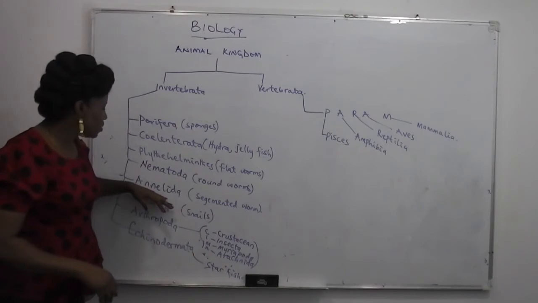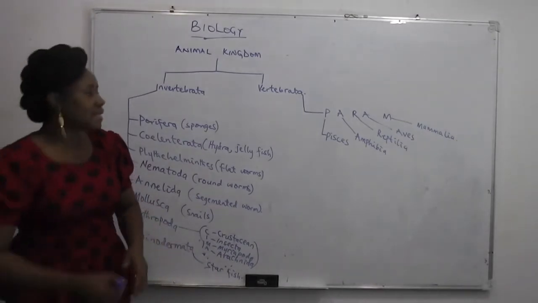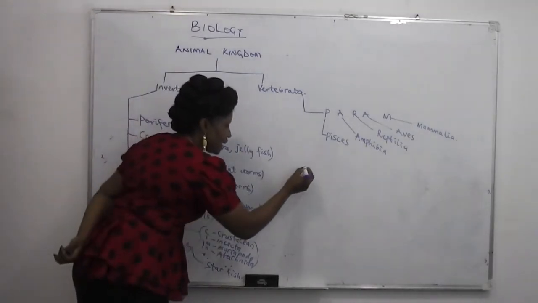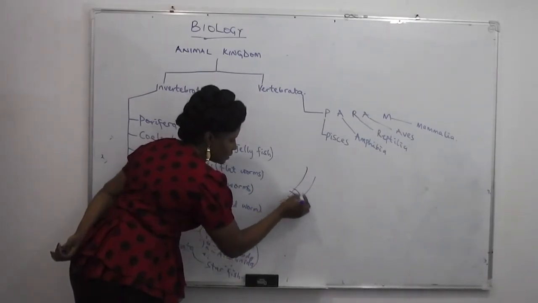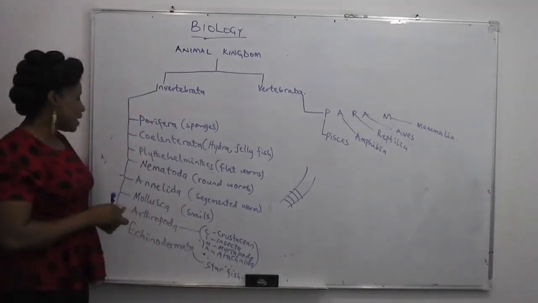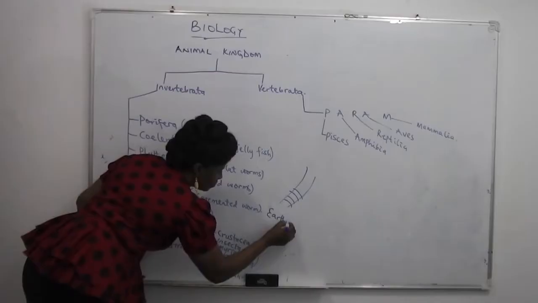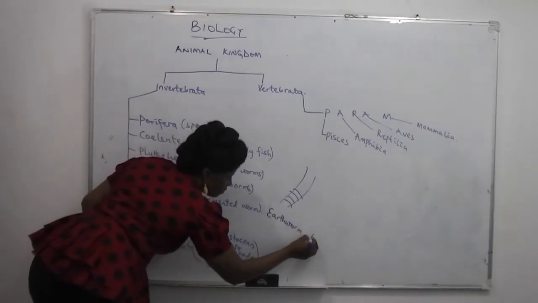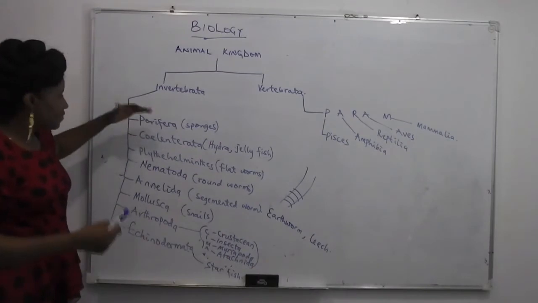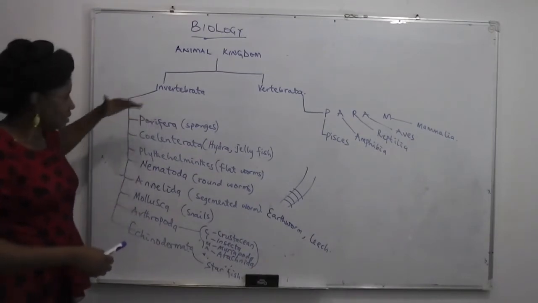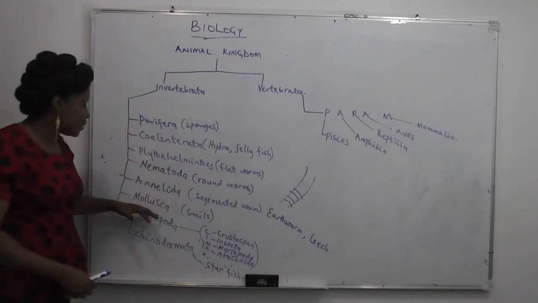Then you talk about the Annelida, which are what? Segmented worms. What we mean by segmented worm simply means that when you look at these worms, their bodies are divided into what? Segments. That is what we mean by segmented worms. An example of Annelida is simply the earthworm. Another example can be the leech. So now you can know that the invertebrates, the first 5 are the Poriferas, the Coelenterata, the Platyhelminthes, the Nematoda, and the what? Annelida.